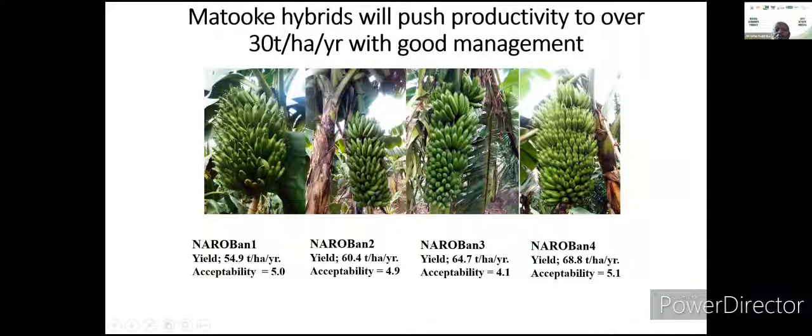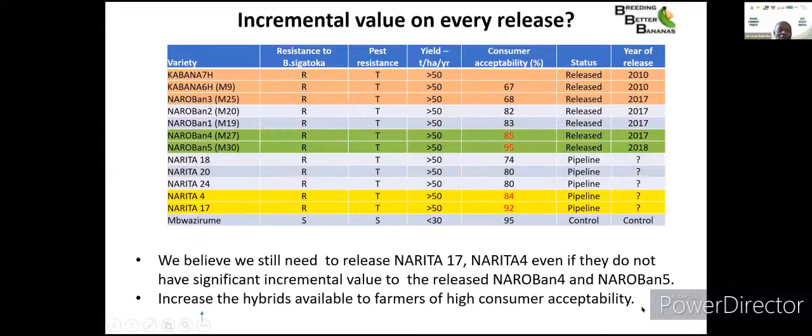Since that time, we have released 7 varieties. They have very good yield, and they also have good consumer acceptability. We do consumer acceptability tests compared with the local varieties, which we worked to improve in the first instance. Now, this gives the history of what we have released and where we are going.